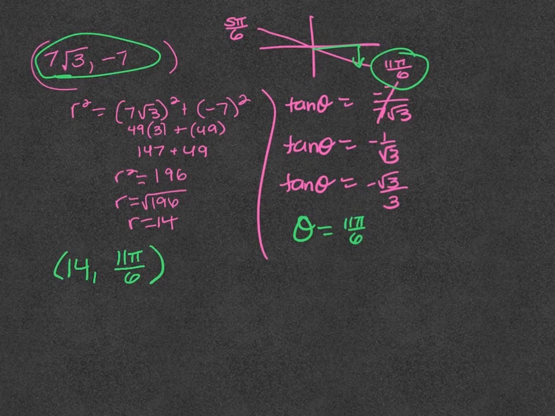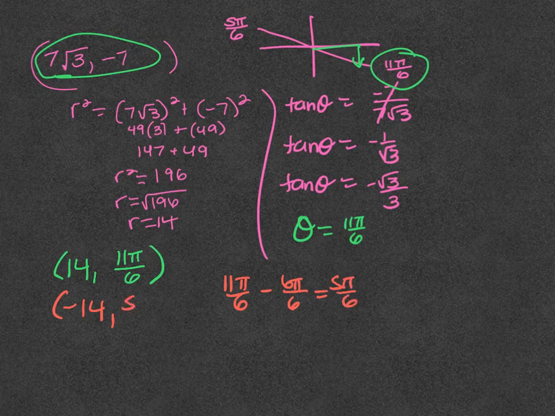And then it asked for 2 between 0 and 2 pi. So that's the one in between 0 and 2 pi that I can give while keeping r. If I add 2 pi, it's too big. If I subtract 2 pi, it's too small, which means the next thing to do would be to change the r. 11 pi over 6 plus pi is too big, but minus pi, or 6 pi over 6, is 5 pi over 6, and that's the second option.